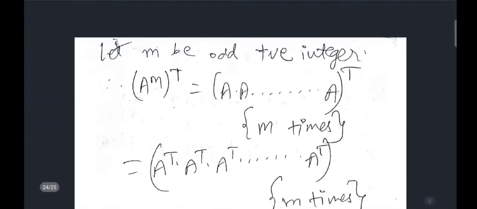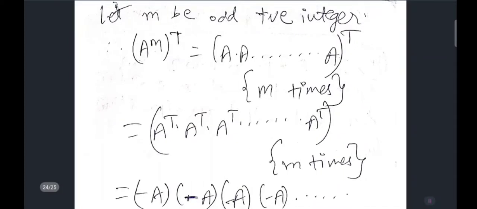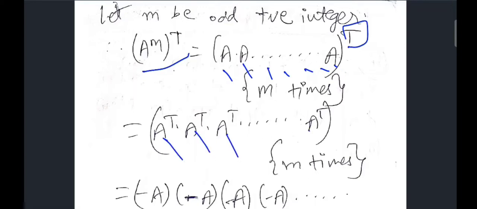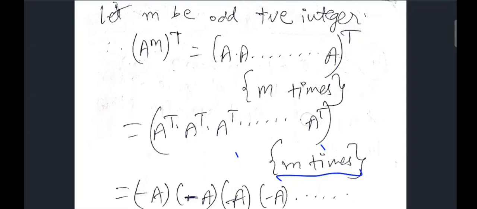Suppose the power m is an odd positive integer. Then A to the power m, transpose: A multiplied m times, and its transpose is taken, so A transpose, A transpose, A transpose, this is m times clearly. We are assuming m to be the power, and never confuse between power and order. It is an n cross n order matrix, but we are taking the power. A to the power m, with m an odd positive integer.